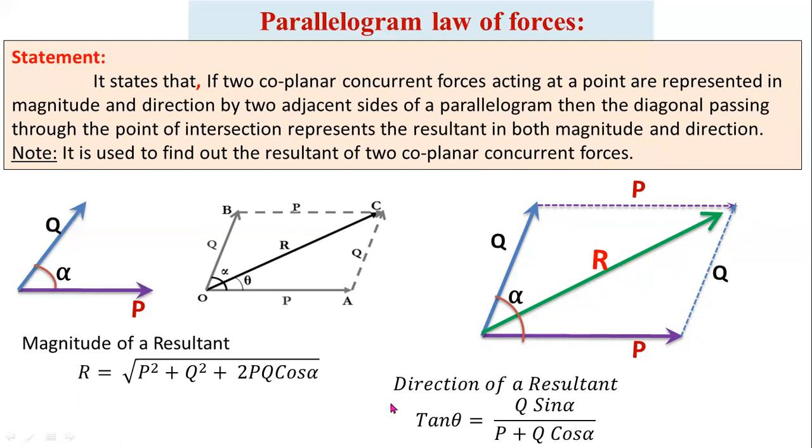Now, by using these formulas, these are the analytical formulas. By using these analytical formulas, you can find the resultant directly. There is no need to draw the diagram. By using these formulas, you can determine the magnitude of the resultant and the direction of the resultant. Here theta is the direction of the resultant. The angle theta represents the direction of the resultant.